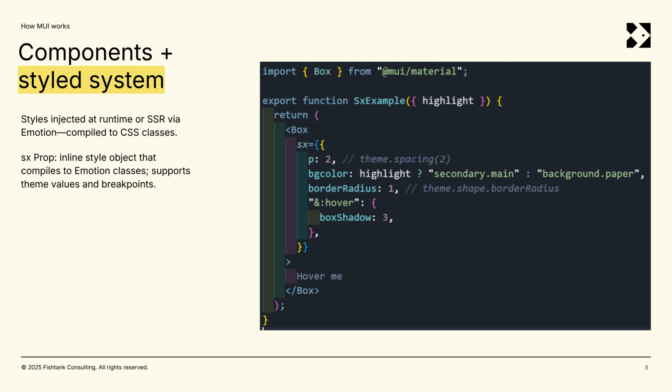Now, the benefit to this compared to inline styling is you can specify specific values that exist within your theme. So here we can see that instead of doing padding 2, we can also specify theme spacing 2, or instead of border radius, we can specify theme shape border radius to access those values that we can predefine in our theming and customization, which we'll get into next.